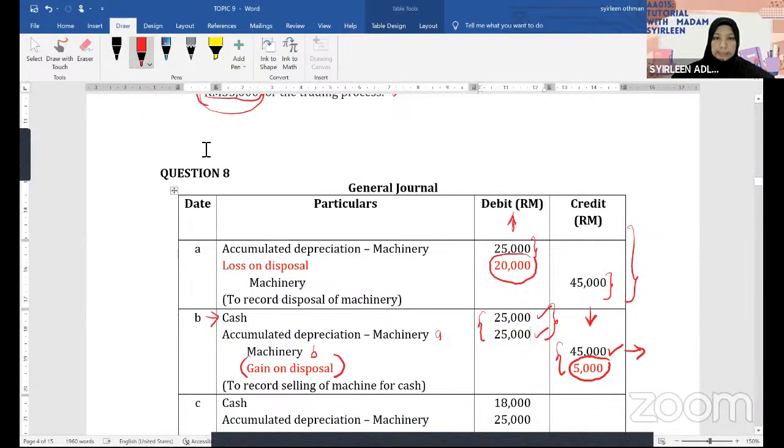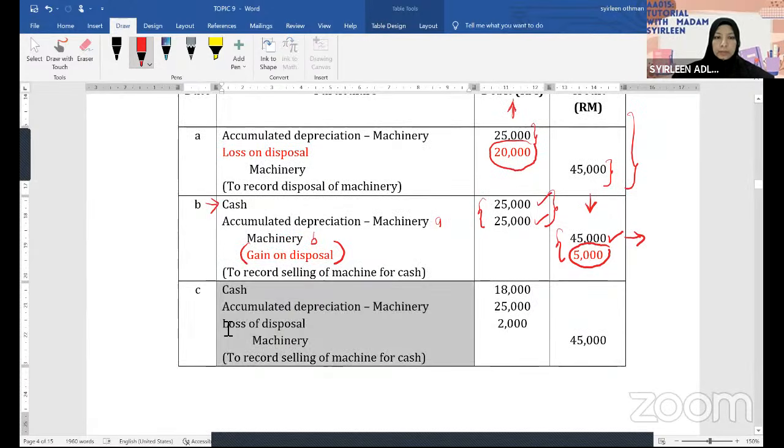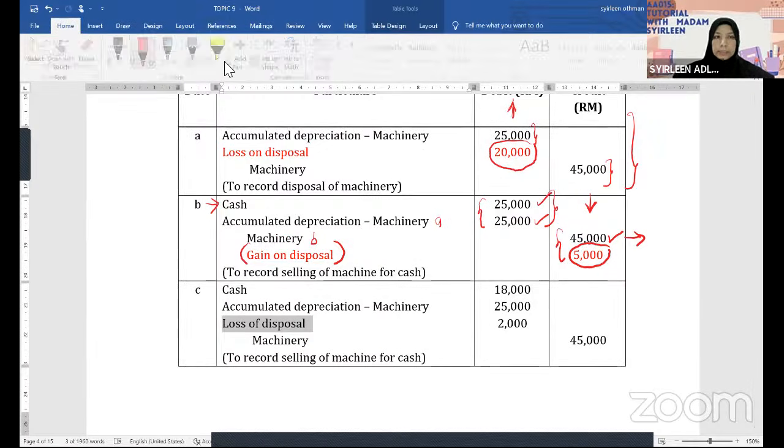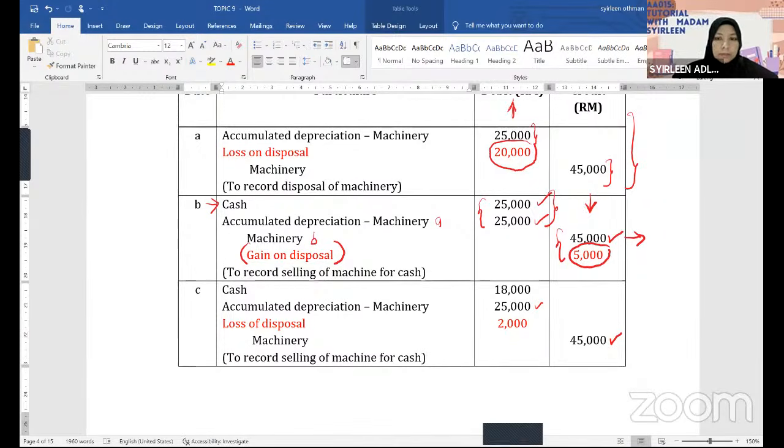Okay, kita tengok nombor 3. We are selling the asset also, tapi kita jual pada nilai yang berbeza. So dekat sini, bila kita jual, dua item yang memang saya akan catat dalam journal. We are closing the asset, that means kita akan credit machinery 45,000, and at the same time we are debiting the accumulated depreciation for the machinery with the amount that is given in the question. Kita jual pada harga 18,000, that means cash kita akan debit 18,000.